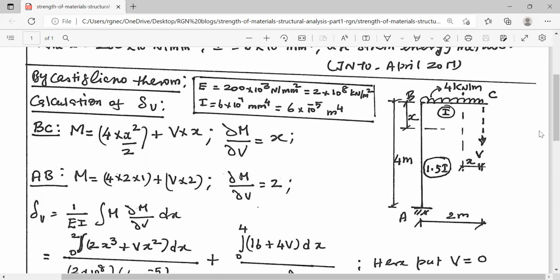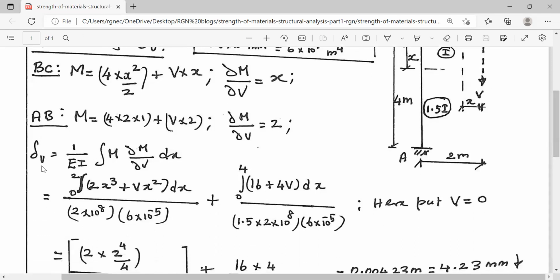Then we have this fictitious load. For this fictitious load, the arm distance is 2 meter. V into 2. It remains constant for the entire length of B to A. So this is the bending moment due to UDL, and this is the bending moment due to fictitious load V into 2. Now, what about dM by dV? The first term doesn't contain V, so it is 0. The second term contains V into 2. So dM by dV is equal to 2.